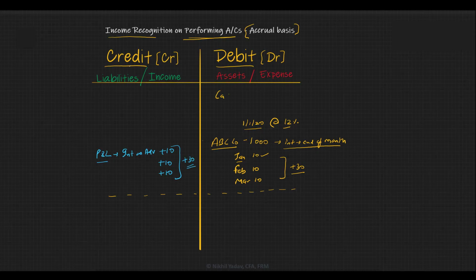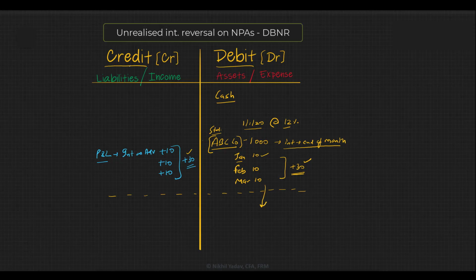You would have noticed that there is no cash that we have received so far, but we are still booking the income. How is that happening? It's happening because so far this ABC company's account is a standard asset. And on standard assets, we can book income on the accrual basis, meaning we can book the income as soon as we earn it, not necessarily receive the cash. Can we keep booking this income forever? The answer is no. Why?